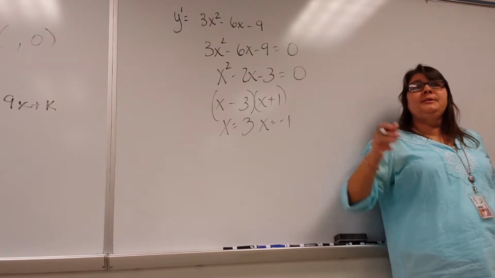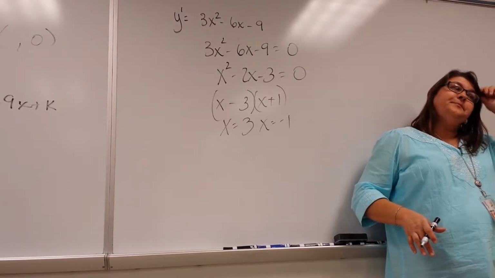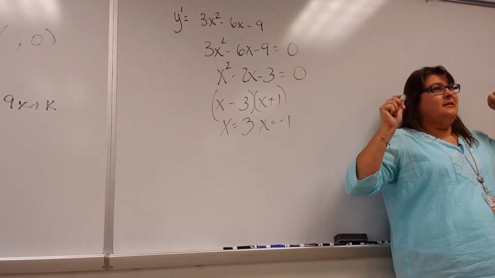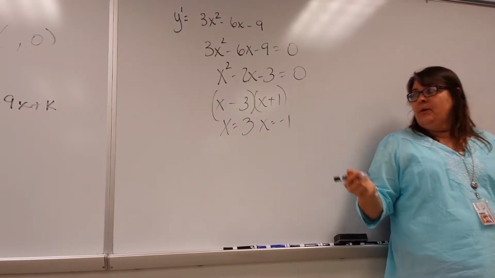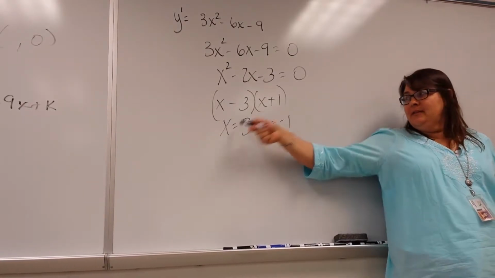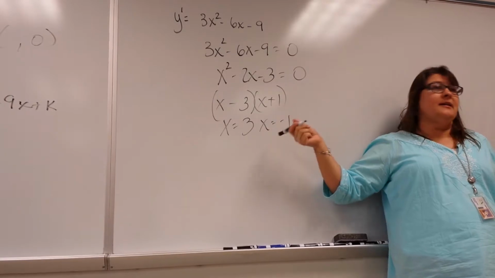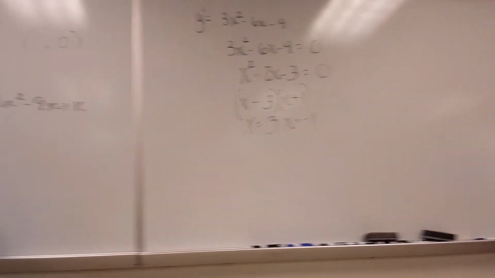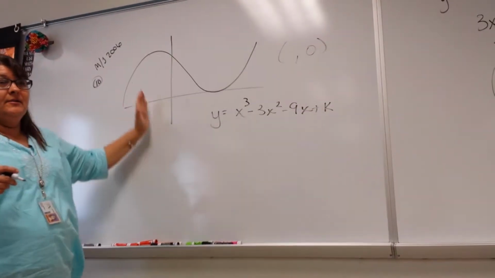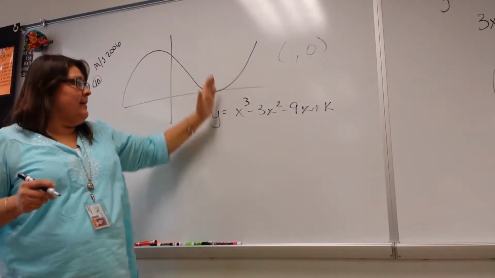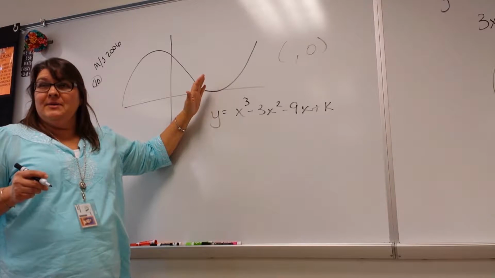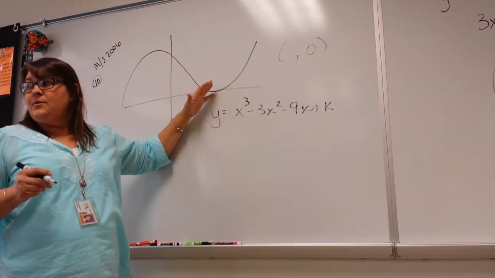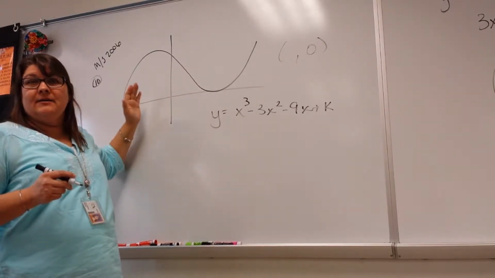We got 2 potential max and mins, right? Is it obvious which one goes with which one? This is x equals 3, this is x equals negative 1. Would you agree with me if I looked at this picture, negative 1 has to happen here, while 3 has to happen here? Is everybody okay with that? 3 is positive in the first quadrant, negative 1 would be back here, right?